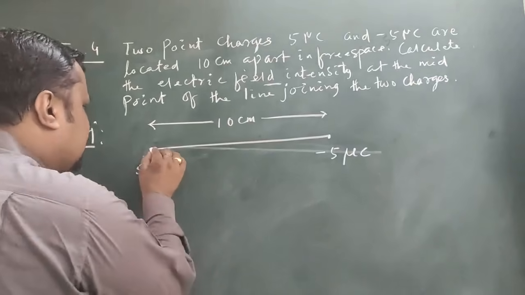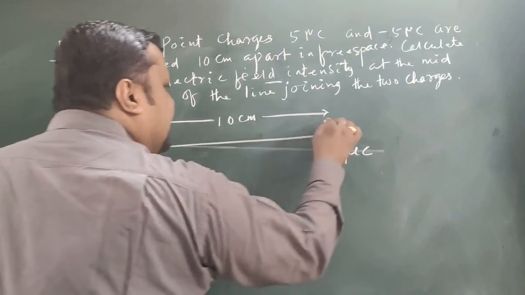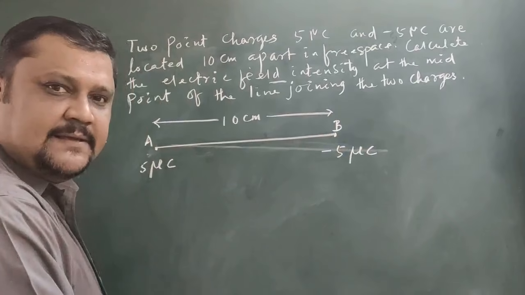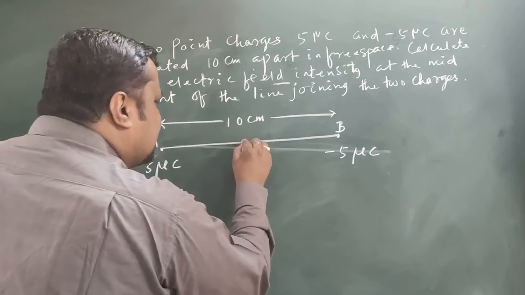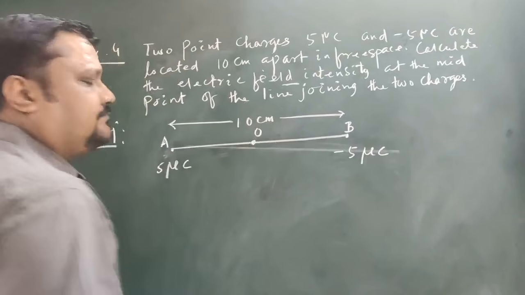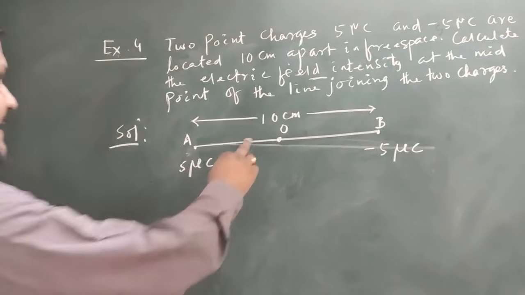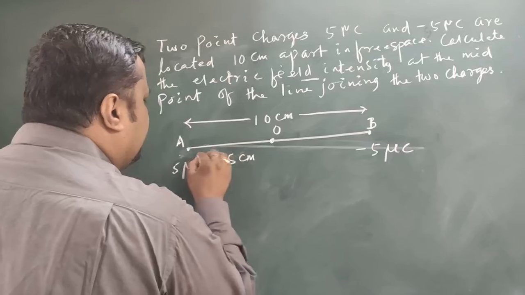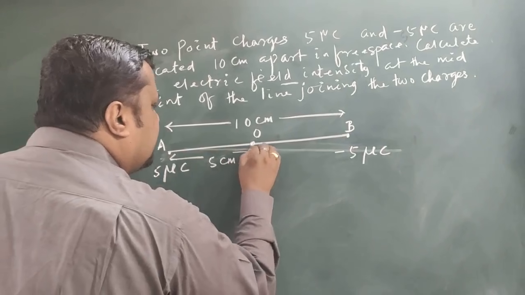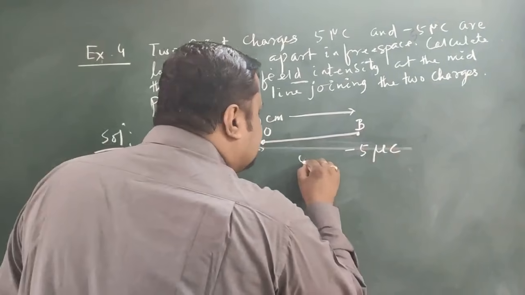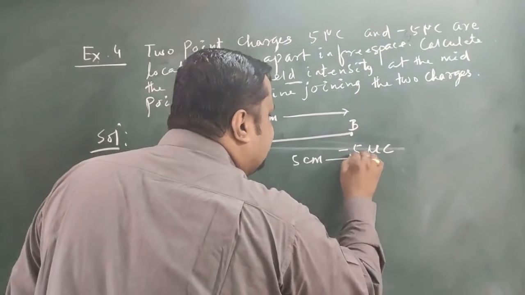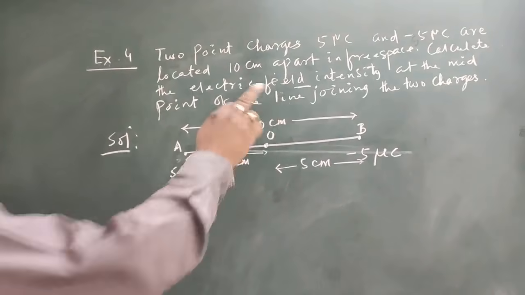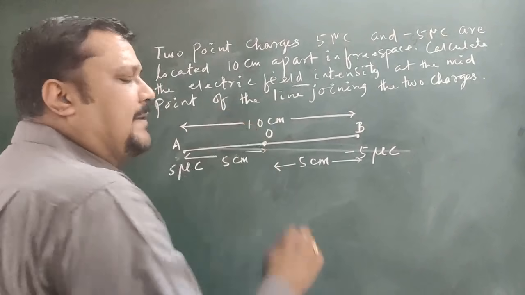Which is the line joining the two charges? Suppose A, B. The line joining the two charges is AB, and the midpoint is O. If it is the midpoint, this distance A to O is 5 cm. Similarly, O to B is also 5 cm. That is the midpoint. Now you calculate the electric field intensity at the midpoint.